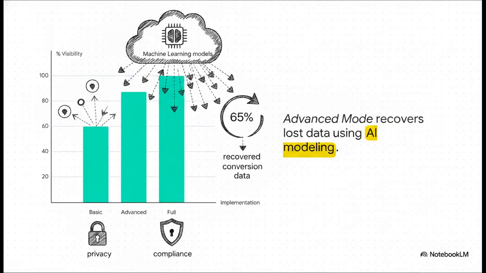And this creates a massive difference in data visibility. If you're operating completely blind in basic mode, you're stuck at roughly 60% visibility. However, by feeding those cookieless, anonymous motion sensor pings from advanced mode into their machine learning models, Google can reliably model and recover about 65 to 70% of your lost conversion data. This actually bumps your total visibility back up to 85 or 90%. It keeps your smart bidding algorithms perfectly fueled and highly accurate, all while remaining 100% privacy compliant.